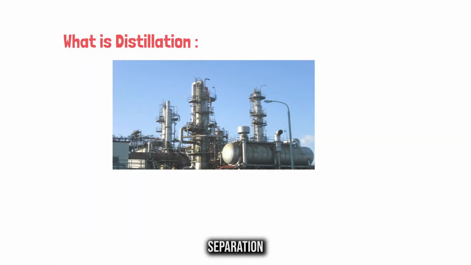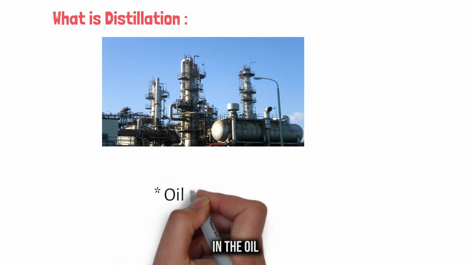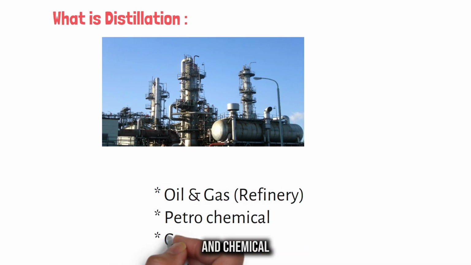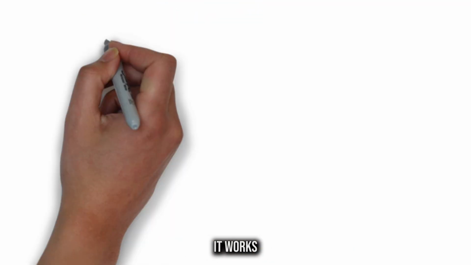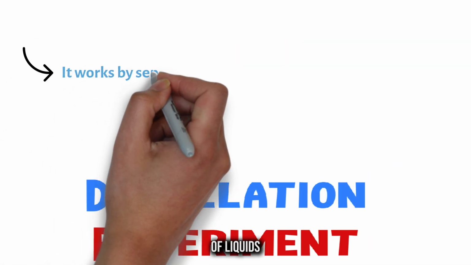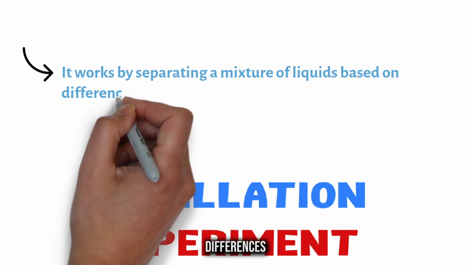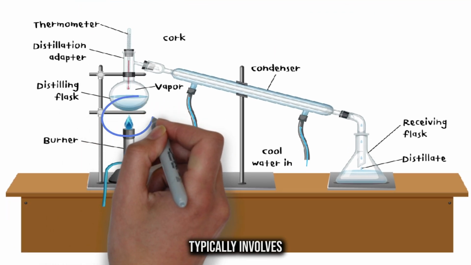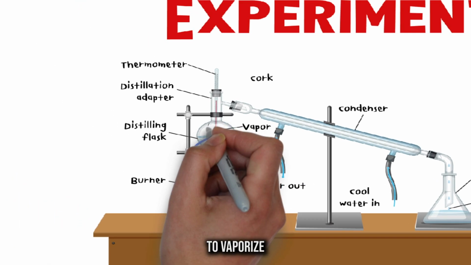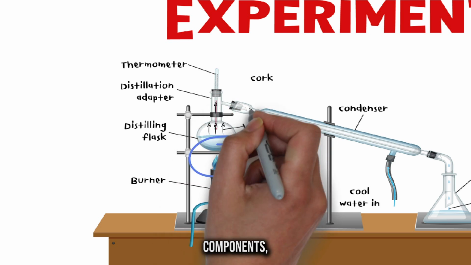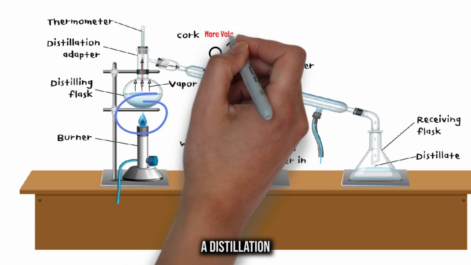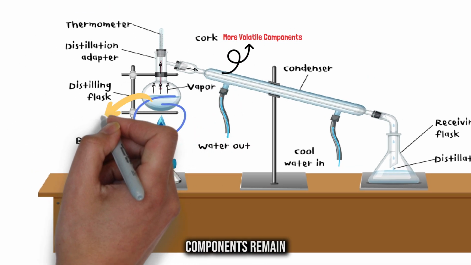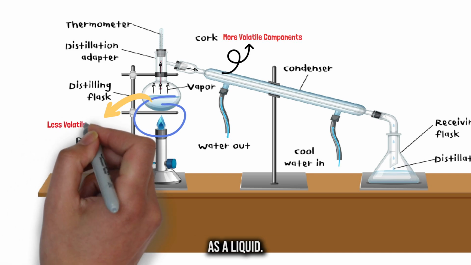Okay, let's start. What is distillation? Distillation is a key separation process used in the oil and gas, petrochemical, and chemical industries. It works by separating a mixture of liquids based on differences in their boiling points. The process typically involves heating the mixture to vaporize the more volatile components, which then rise through a distillation column, while less volatile components remain as a liquid.